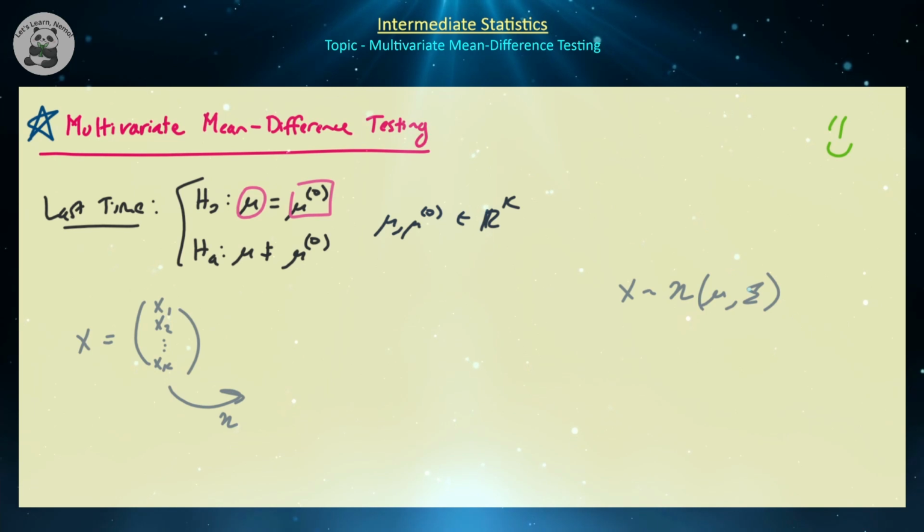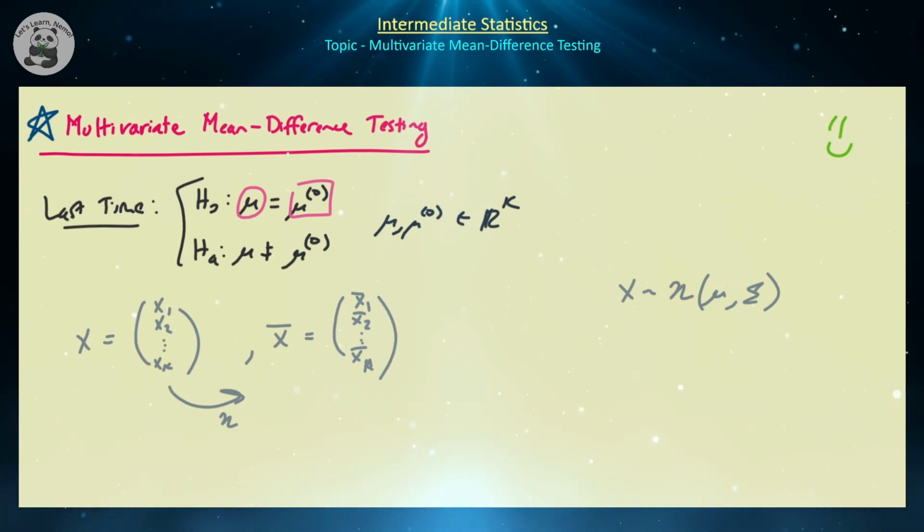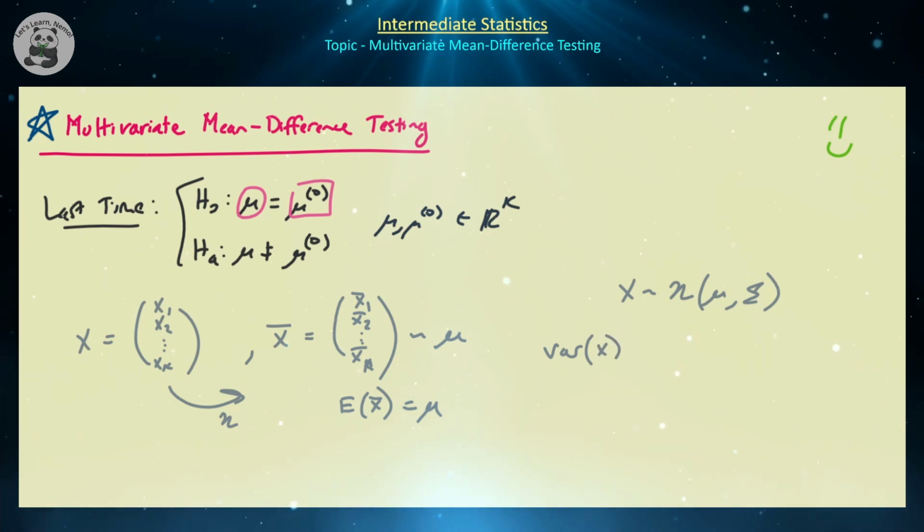But if we do n of these, then we can construct a sample mean vector x bar, which is going to be of the structure x bar 1, x bar 2, all the way down to x bar k. And this x bar is going to be a point estimate for that mean vector mu, because we know that the expected value of this sample mean vector is the population mean vector mu. One thing that we definitely need to understand is that this x does have a variance associated to it, and that variance is equal to sigma, which we approximate with our sample covariance matrix, sigma hat.